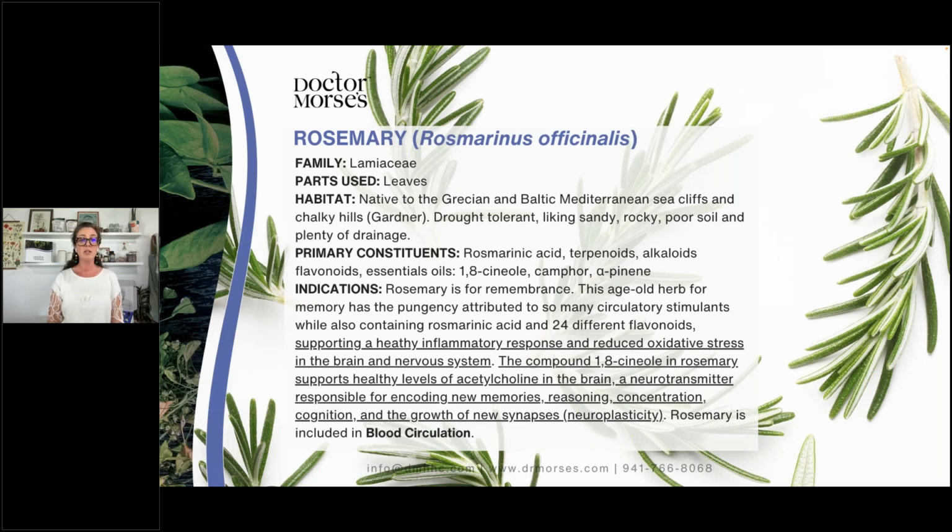So that's a big one. Acetylcholine is a brain neurotransmitter responsible for encoding new memories, reasoning, concentration, cognition, and the growth of new synapses, so neuroplasticity. Okay, so rosemary is just an incredible herb for the brain and also just general circulation. And I just love that it can be added to a formula to warm it up and also have these wonderful therapeutic attributes as well. And that is in our blood circulation formula. Go figure, it's helping to circulate the blood, especially to the brain.